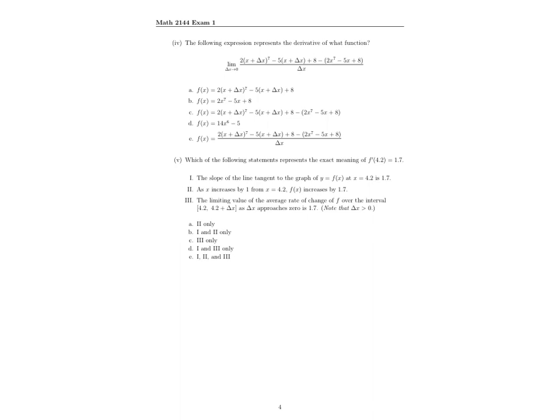So for the next one, we have the following expression represents the derivative of what function? So let's remember our definition of derivative involving this delta x. So that's the limit as delta x goes to 0 of f of x plus delta x minus f of x over delta x. So what I want to do is match up each of these pieces with this. So this is some function, so there's some function that's being plugged in here.